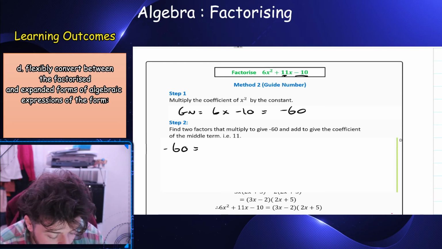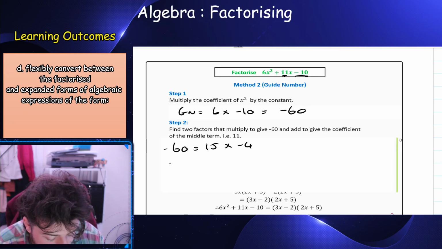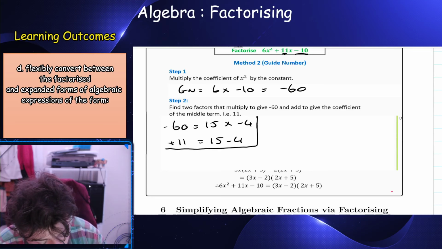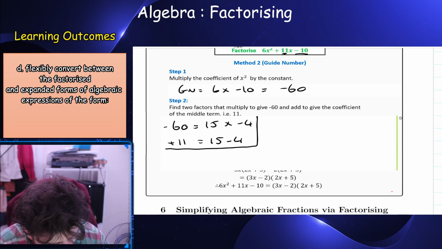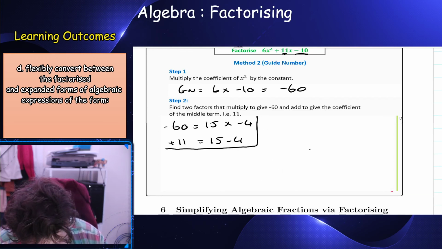Minus 60 can be written as 15 times minus 4, and plus 11 is equal to 15 minus 4. So now you found my factors. I need to rewrite my initial expression. Let's see if I can make that bigger. There you go. Rewrite my initial expression.